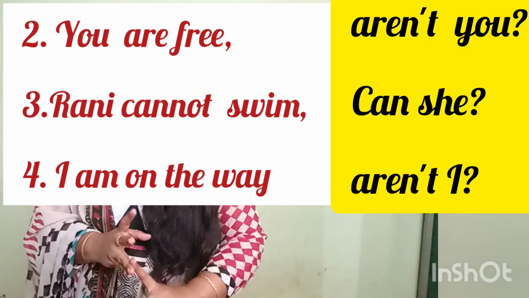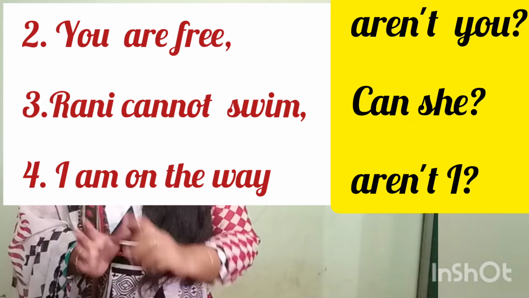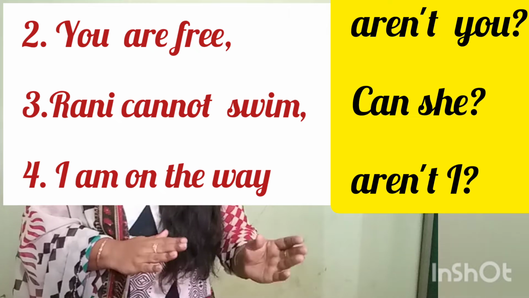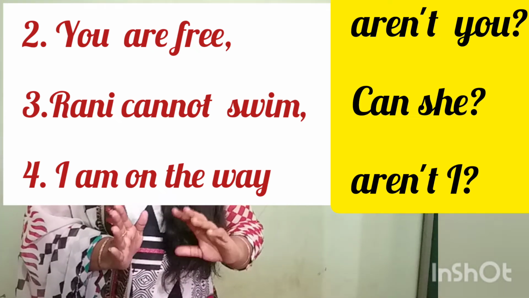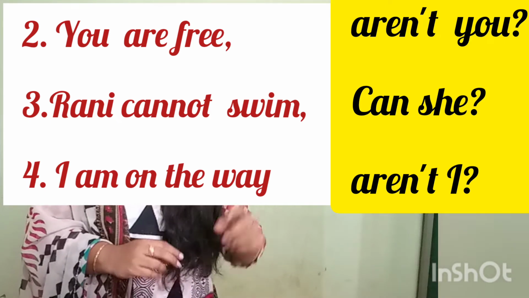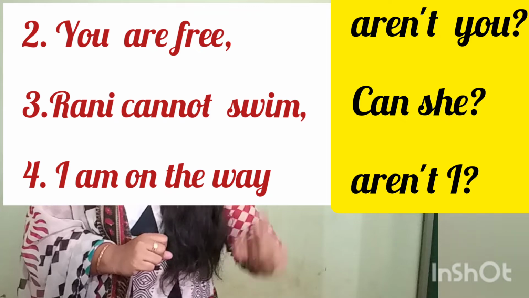Sentence number 2, you are free. What is the auxiliary verb here? Are. The sentence is positive, so we are going to write the tag in negative. Take are and write its contraction form, or are not. What is the contraction form? We saw it in the list: aren't. What is the subject? You. So you have to write aren't you.